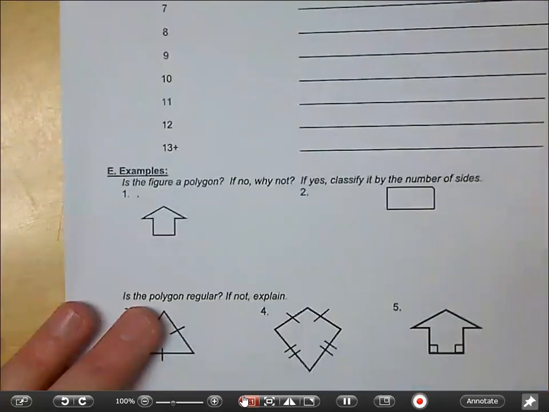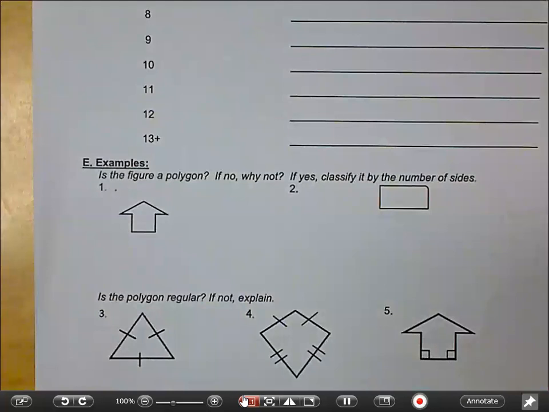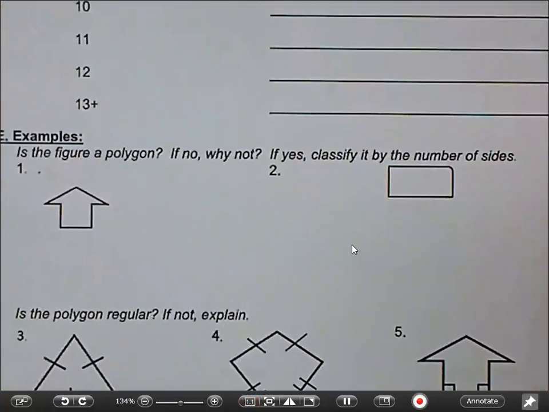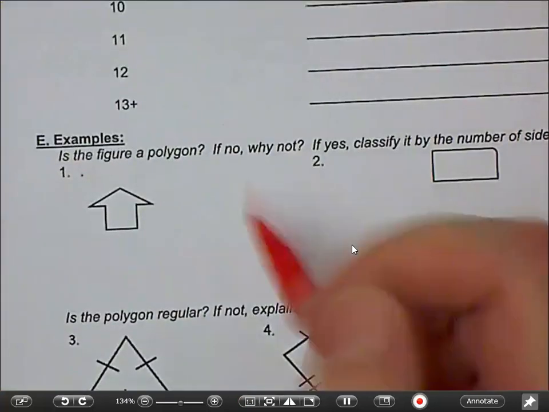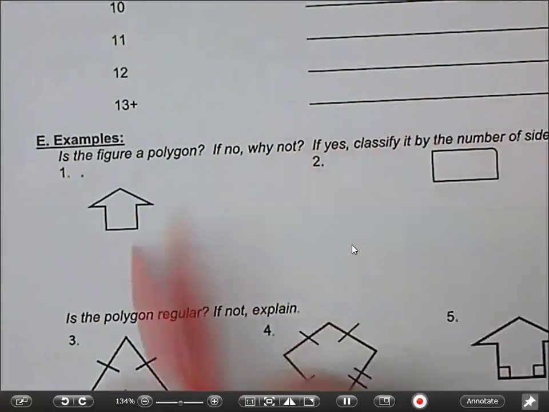You'll probably see the homework assignment start off like this, where they ask you, is the figure a polygon? And it's not just a yes or no, because as you can see, the directions might want you to go a little further depending on what your answer is. Okay, is the figure a polygon? So let's take a look at it here.